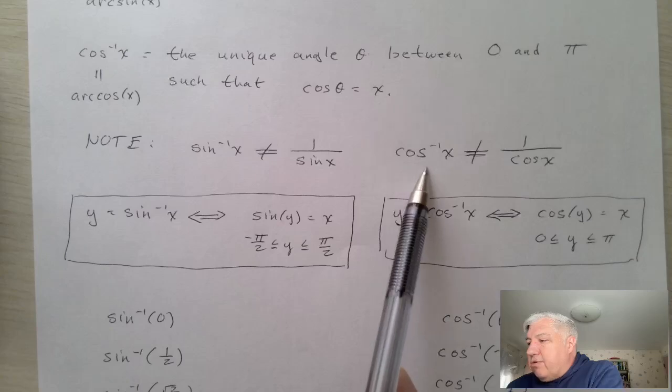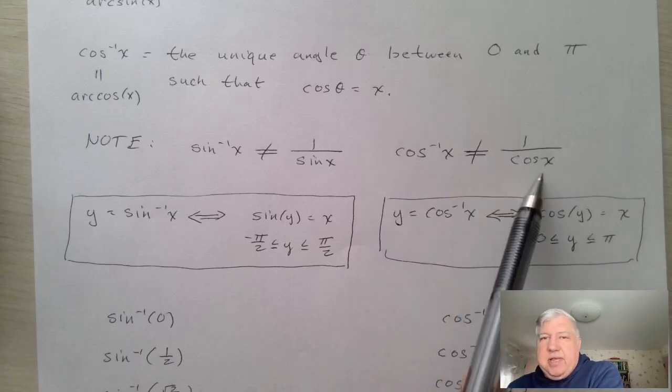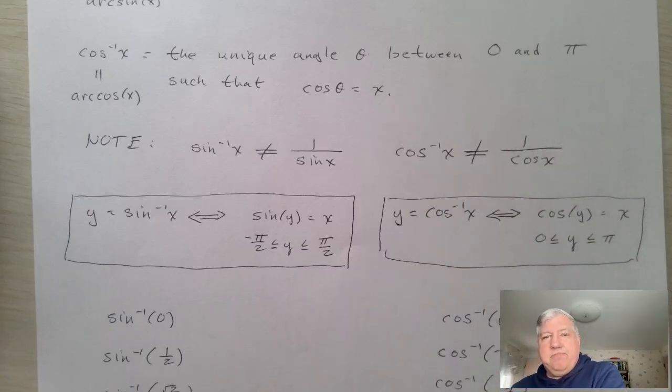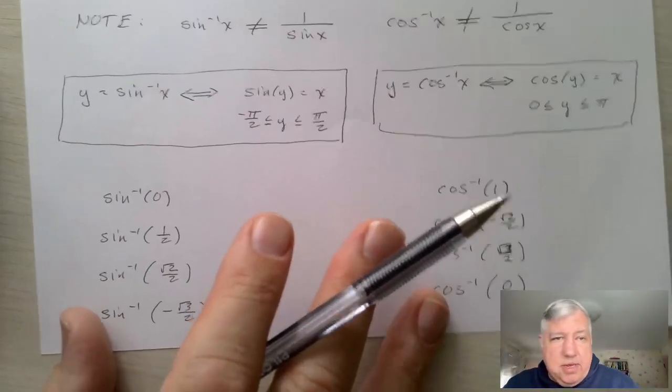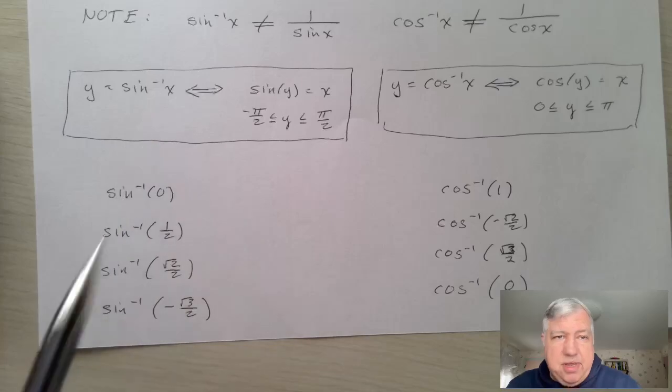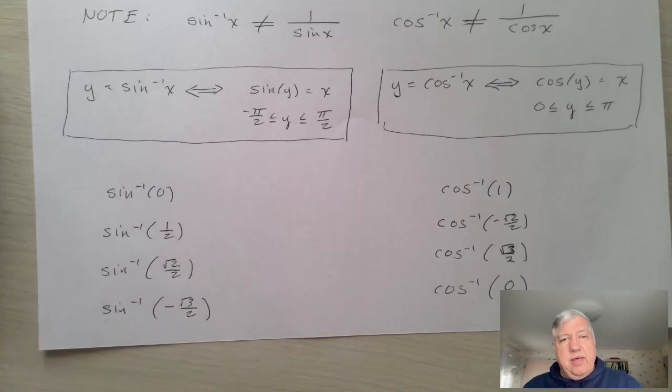Likewise, the inverse cosine of x is not to be confused with the secant of x, which is what this is. So keep that in mind. A very quick way to remember this is if y is equal to the inverse sine of x, that means two things. That means the sine of y is equal to x, and y has to be in between negative pi over 2 and pi over 2. If y is the inverse cosine of x, that's the same thing as saying that the cosine of y is equal to x, and that y is between 0 and pi.